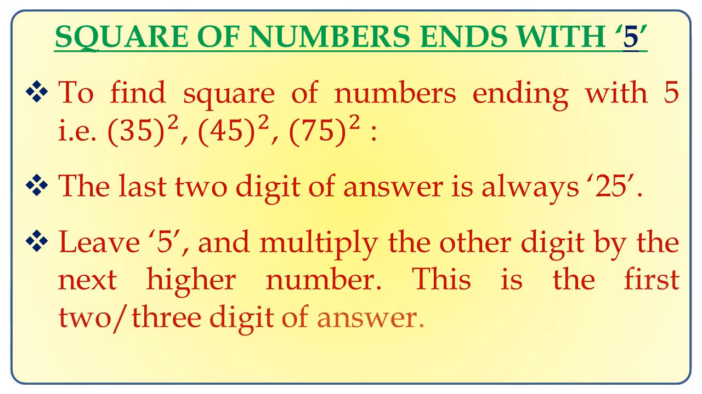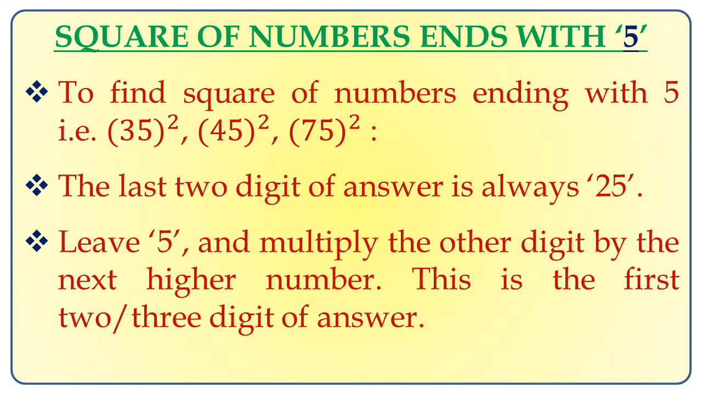Now, other than 5, whatever digit you see, in our example here, look at 35. If we want to find out the square of 35, apart from 5, 3 is there. So 3 should be multiplied by the next higher number, that is 4. So 3 into 4, 12. The answer will be 1225.